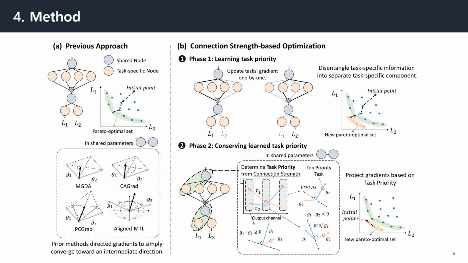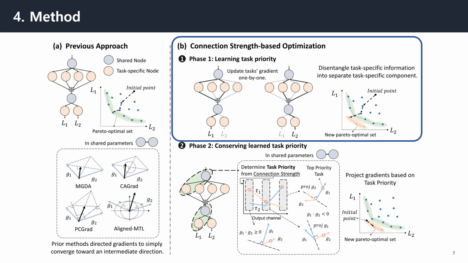In phase 2, we determine the task priority within the shared parameters and adjust the gradient to preserve this priority. This ensures that the network maintains an optimal balance between tasks. By following these phases, our proposed method aims to enhance the overall performance of multitask learning.